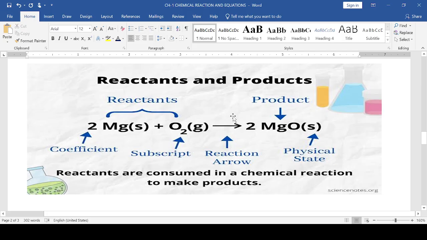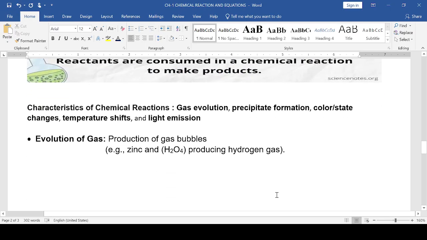Check here in detail. When magnesium solid is reacting with oxygen, it gives rise to magnesium oxide. Coefficient is 2, which is written before. The lower part is the subscript. The arrow is known as the reaction arrow, and in the bracket s, g is written, that is the physical state. Before the reaction arrow, the substances present are called reactants. After the reaction arrow, the substances present are called products. Reactants are consumed in a chemical reaction to make products.